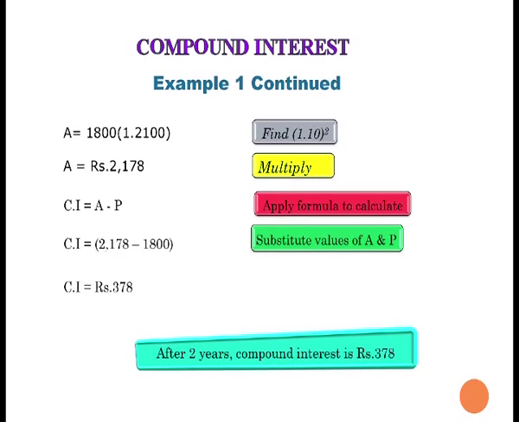2178, and the compound interest equals the amount at the end minus the principal, which is equal to 2178 minus 1800, which is equal to rupees 378. That means after 2 years the compound interest is rupees 378.